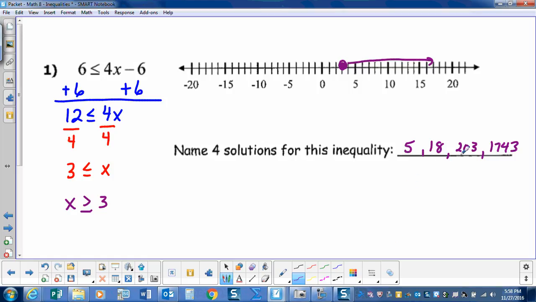I picked integers here, whole numbers. It could have been a decimal. I could have picked 7.7 repeating.